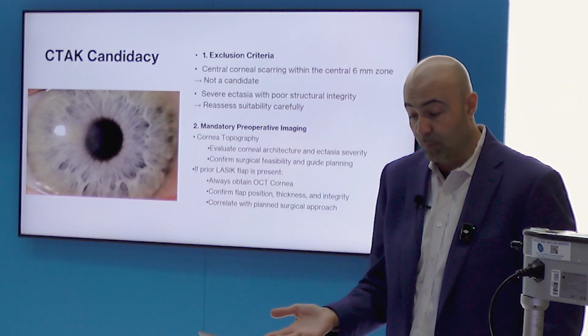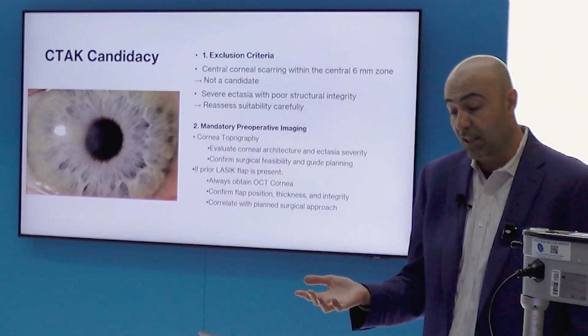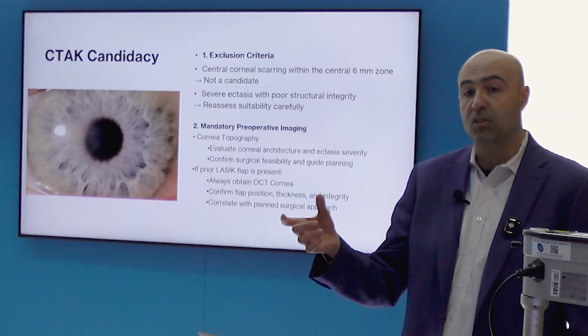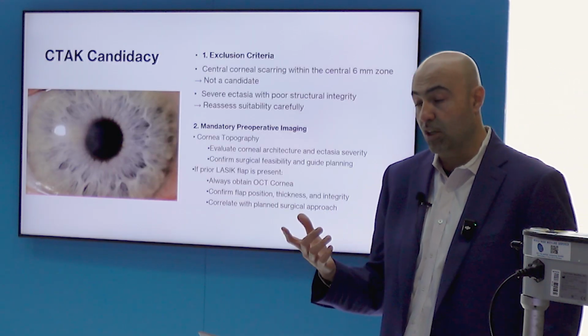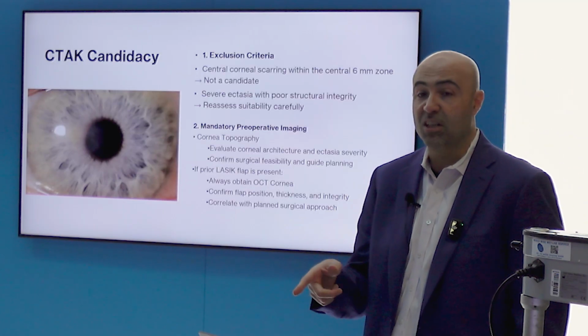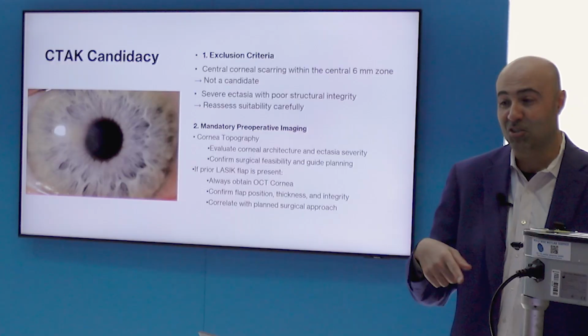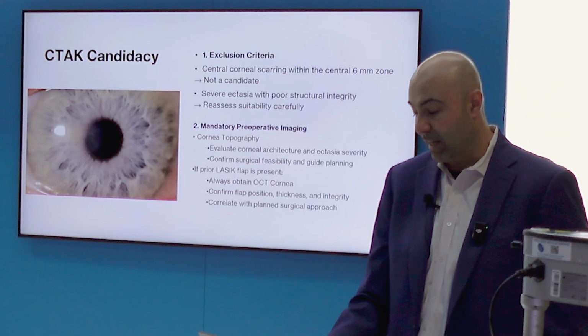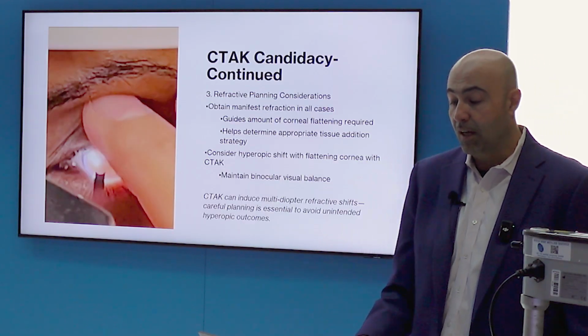You want to have a corneal topography, and if they have prior LASIK, you just want to be careful to learn where their LASIK flap is so that you can make sure that you're underneath that flap when you're creating your pockets. I'll show an example when that didn't happen, so you can see what happened there and how we had to rethink things.